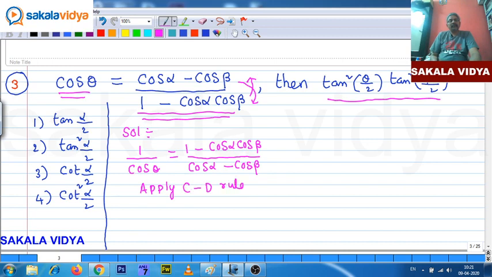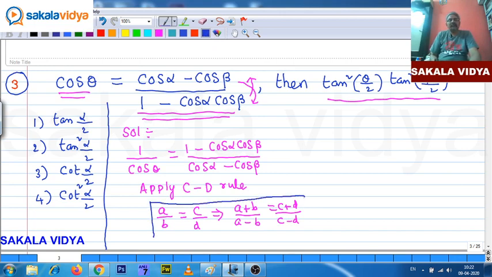Apply the CD rule. So let me explain. One of the viewers asked me what is meant by the CD rule. If A by B equals C by D, that implies A plus B by A minus B equals C plus D by C minus D. This is nothing but the CD rule. So please remember. I have repeated it several times, so please do watch my previous videos. We have a lot of applications of this one.